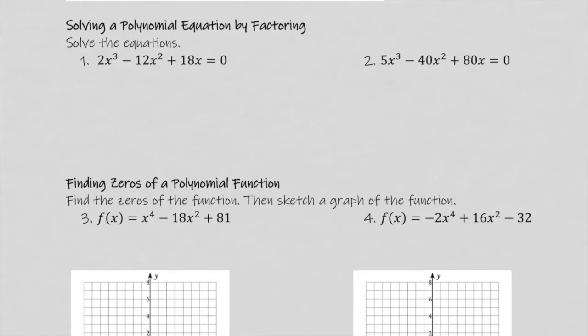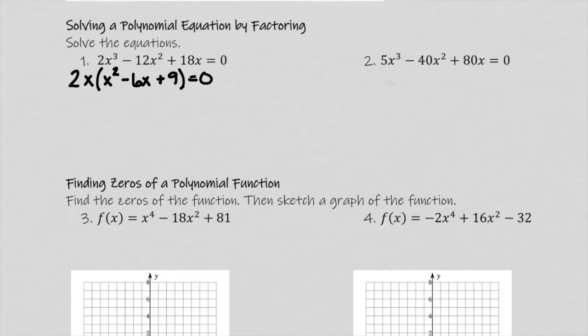So let's give this a try. We need to factor number 1 completely and then solve for x. There is a common factor in all three terms. We can take out 2x. If I divide 2x cubed by 2x, I get x squared. Negative 12x squared divided by 2x is negative 6x. 18x divided by 2x is 9. And that still equals 0.